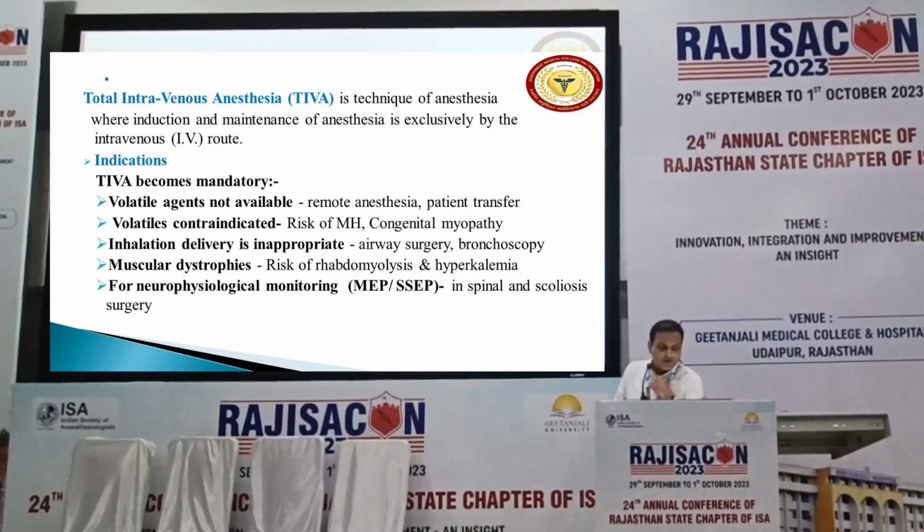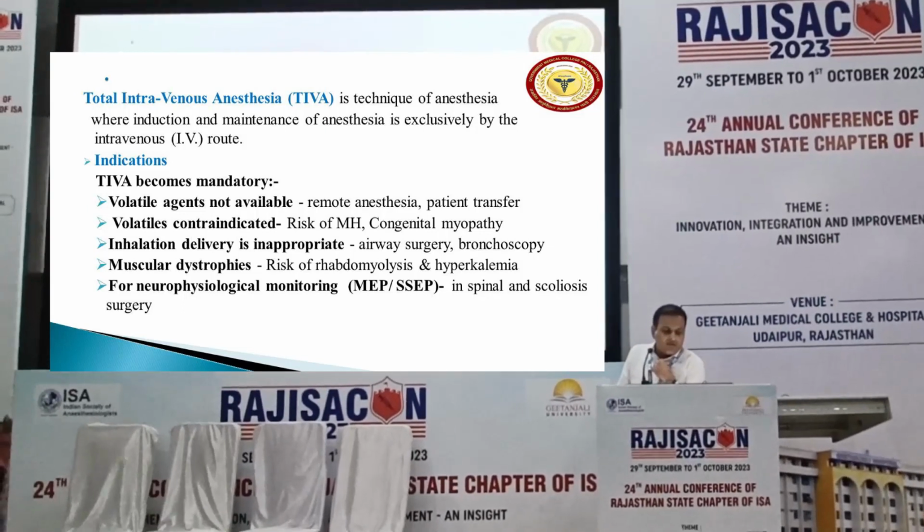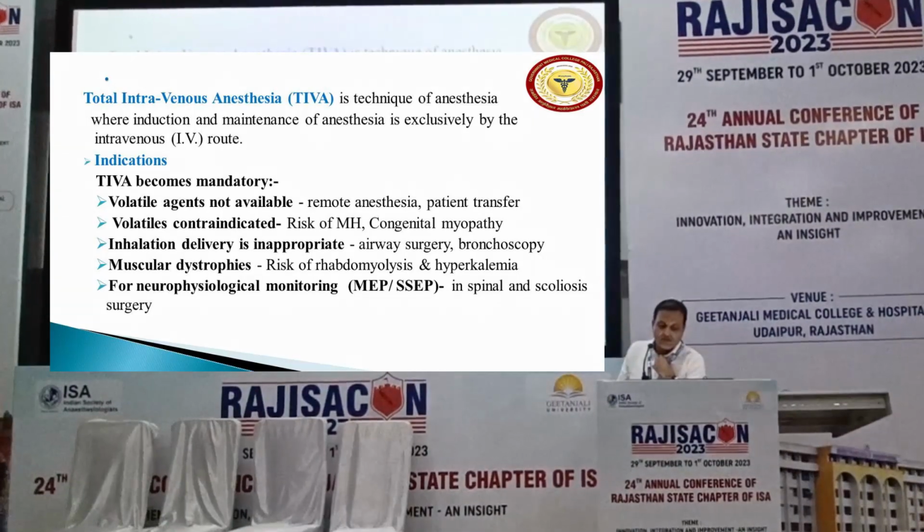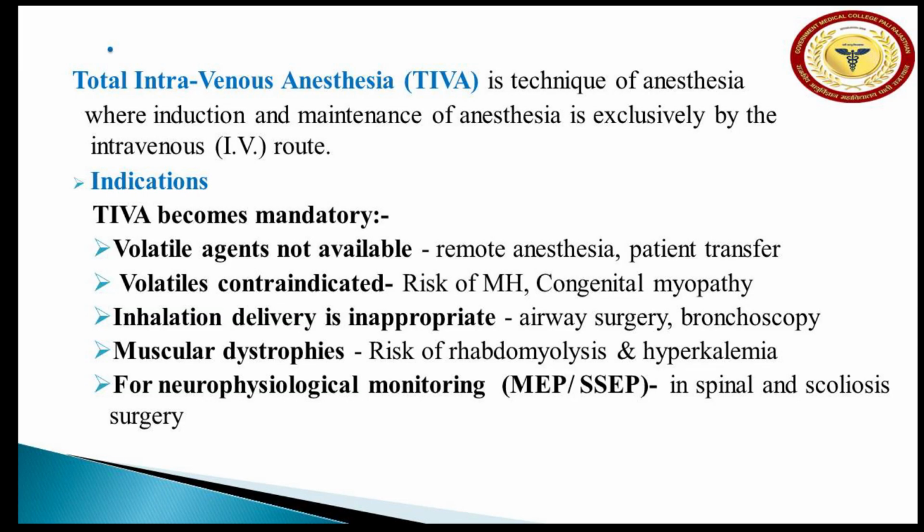the intravenous route. Indications include when TIVA becomes mandatory: when volatile agents are not available, as in case of remote anesthesia and patient transfer; when volatiles are contraindicated, like in risk of malignant hyperthermia and congenital myopathy; when inhalational delivery is inappropriate, in case of airway surgery and bronchoscopy; in case of muscular dystrophy, there is the risk of rhabdomyolysis and hyperkalemia; and for neurophysiological monitoring in case of spinal and scoliosis surgery.